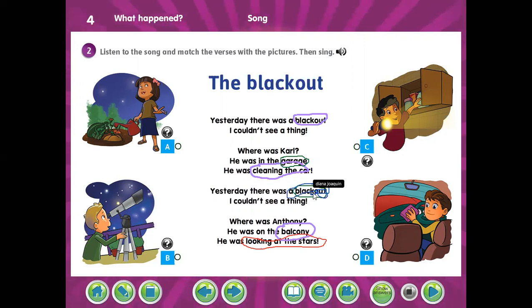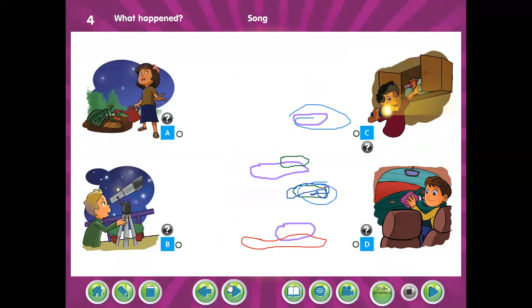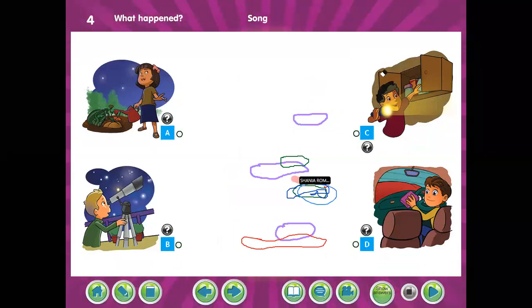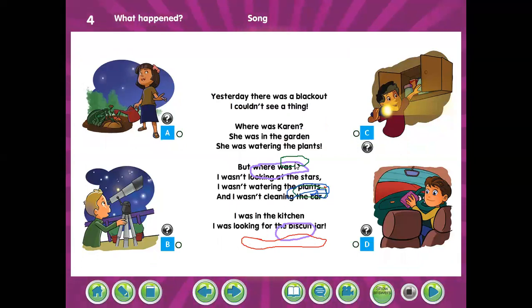Very good, blackout. Equal, please, in your books, okay? Equal in your books. Circle, identify, circle the vocabulary. Now, in the second part, the same, okay? This is the first part. This is the second part of the song. This is the second part. The same, please. The same. Circle, please. Help me identify the vocabulary. Okay?